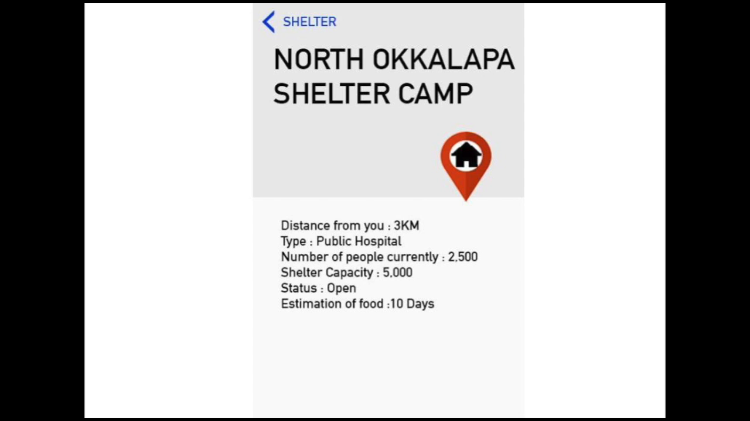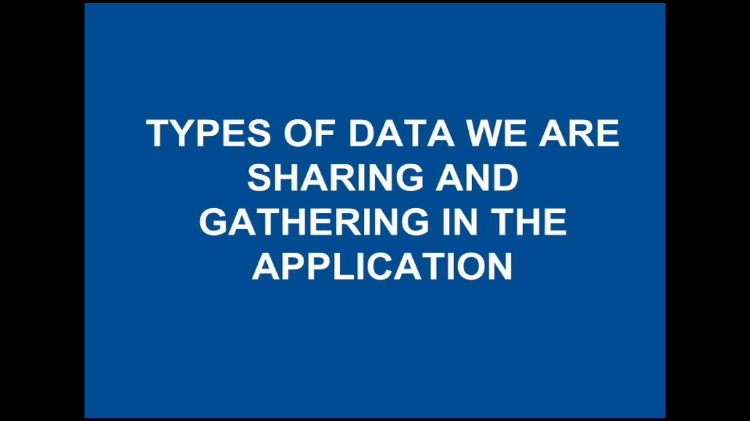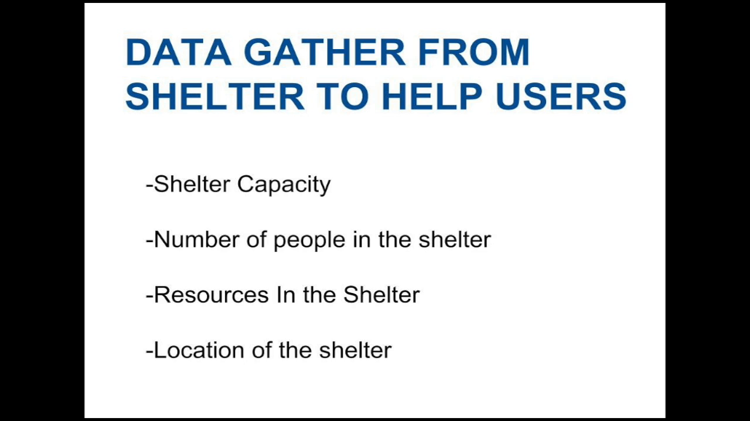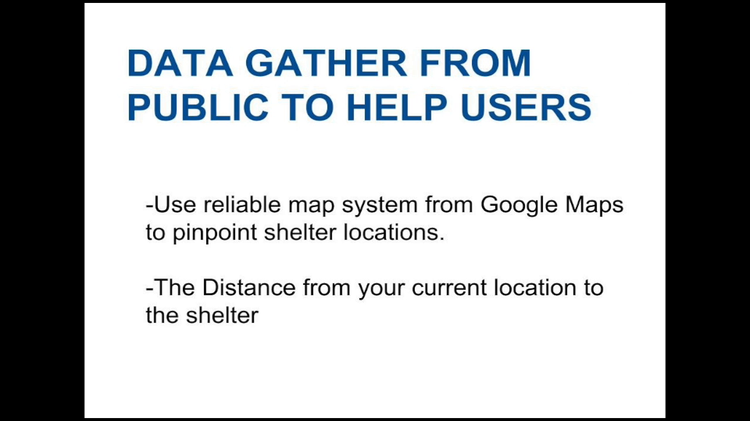The types of data we are sharing and gathering in the application include the shelter capacity, the number of people in the shelter, resources in the shelter, and location of the shelter. All these four items are gathered from the shelter, from an authoritative person at the shelter, and then it is used to help users. The second type of data gathering is from the public. We're going to use public data such as Google Maps, which also gives you the distance from your current location. By using GPS we can determine the distance between you and the shelter.